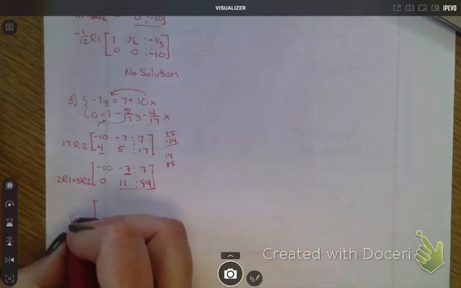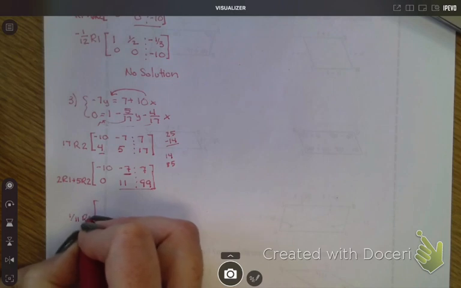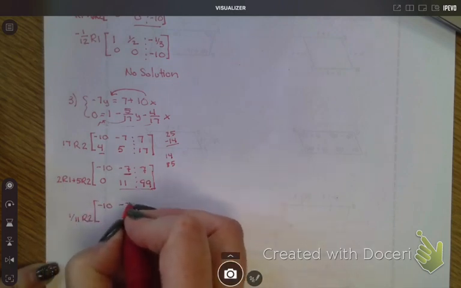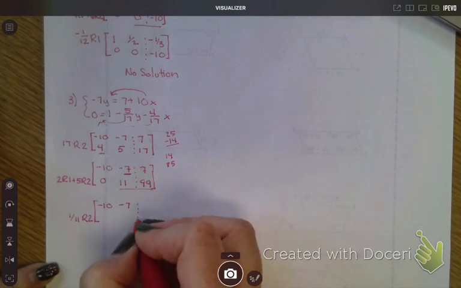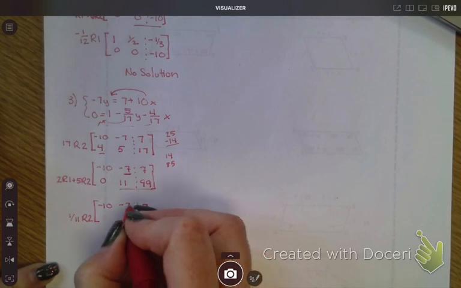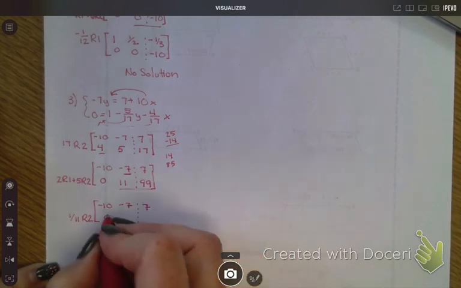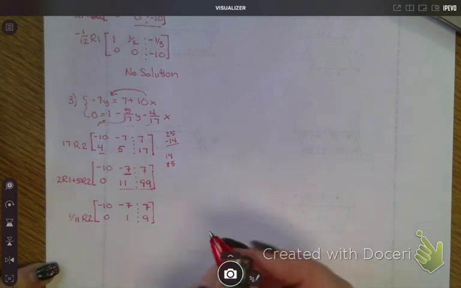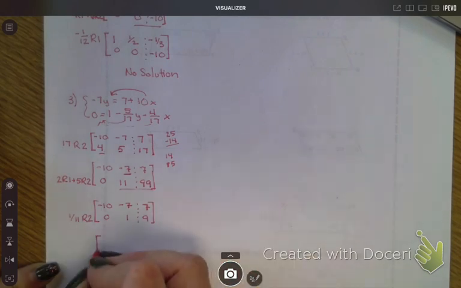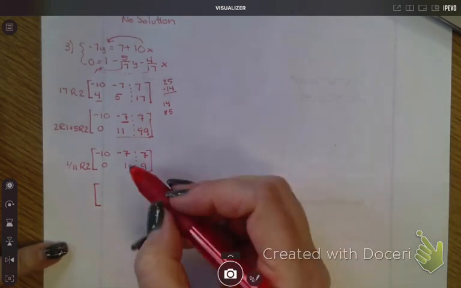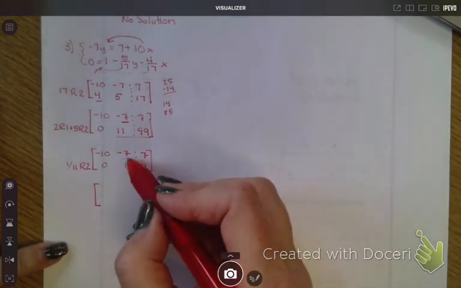I'm going to take 1/11 R2. I would not do this if 11 did not go into 99 evenly. If it was like 90, I wouldn't do this because I wouldn't want to give myself fractions. So 0, 1, 9. And now I'm ready to go up and get this -7 to be a 0.